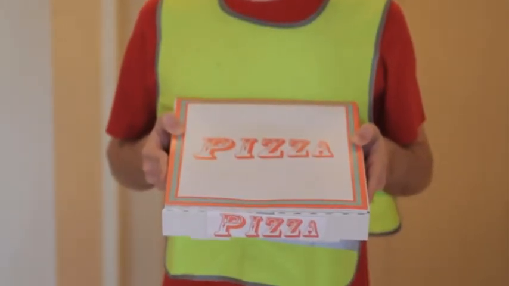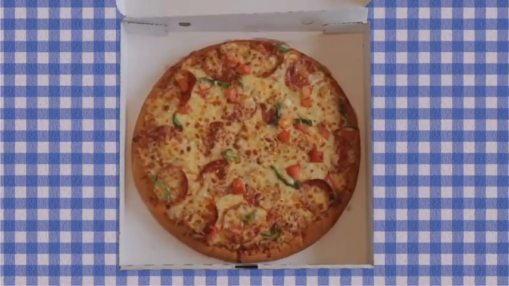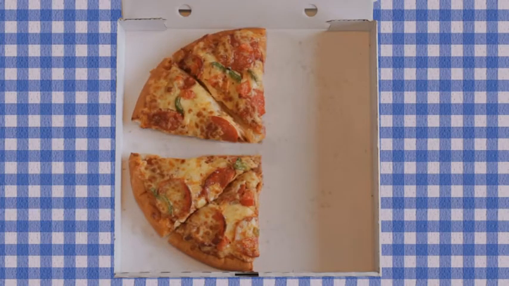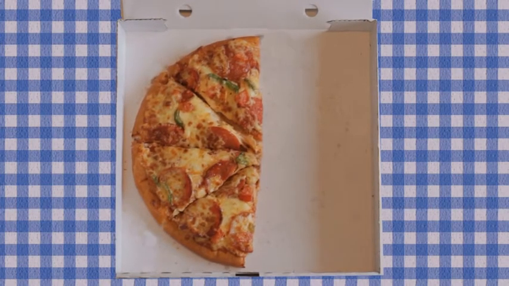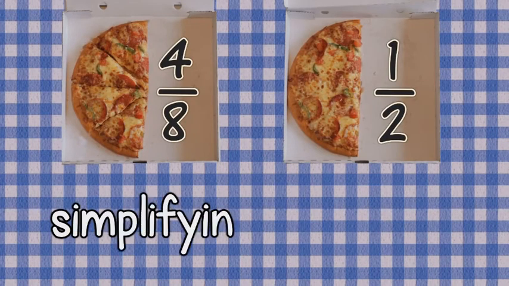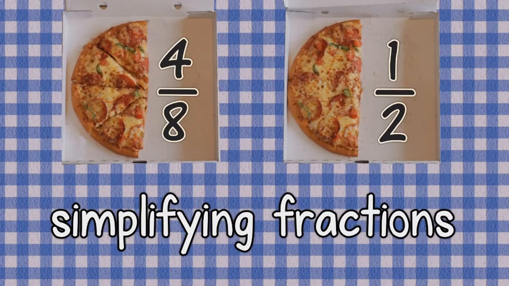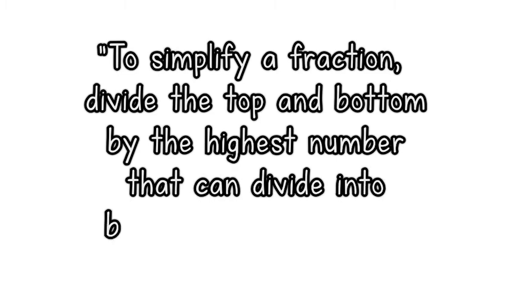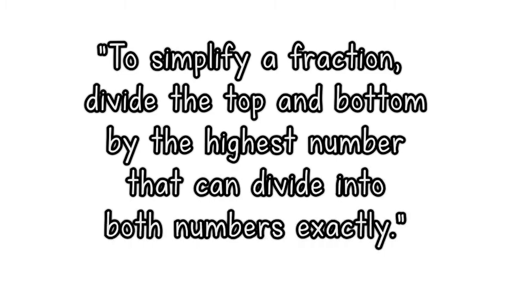Let's get some pizza. Here are 4/8 of a pizza, and 2/4, and a half. Why say 4/8 when you really mean half? Simplifying or reducing fractions means to make the fraction as simple as possible. To simplify a fraction, divide the top and bottom by the highest number that can divide into both numbers exactly.